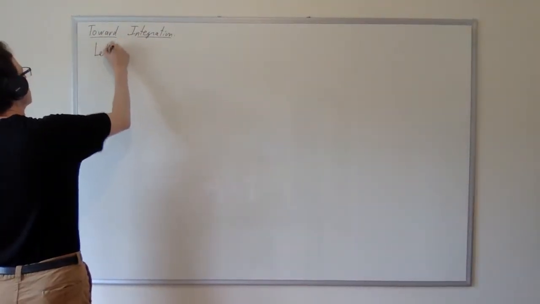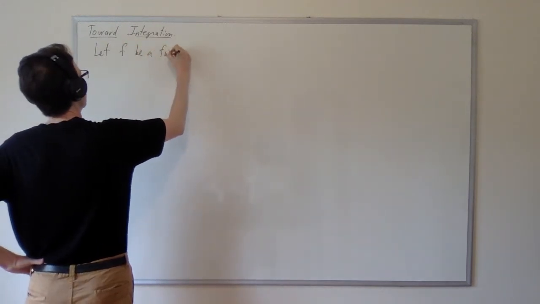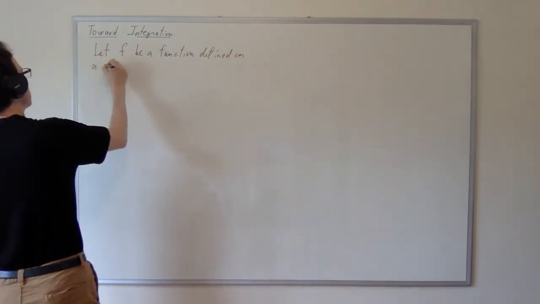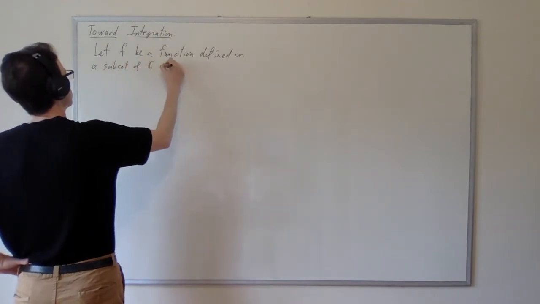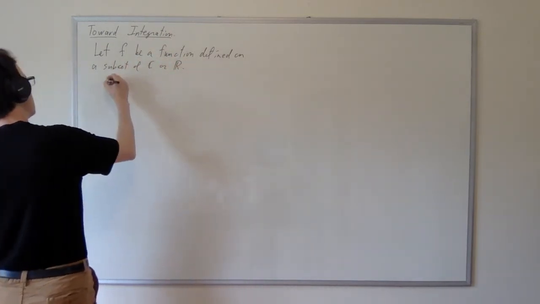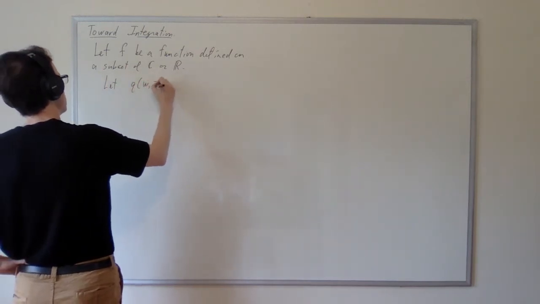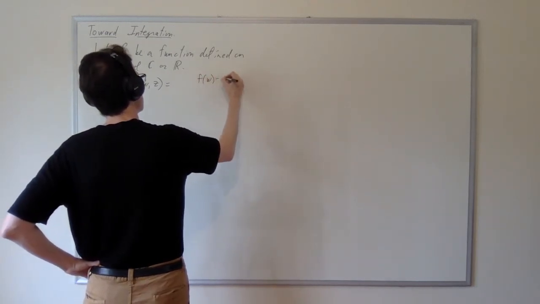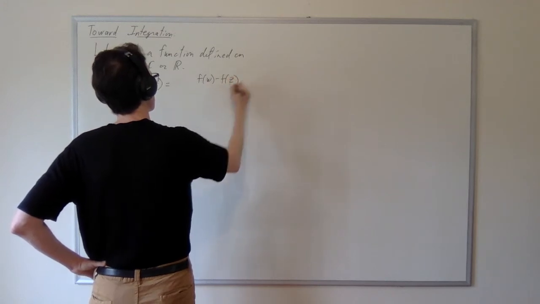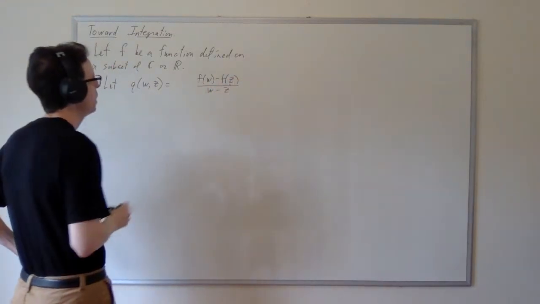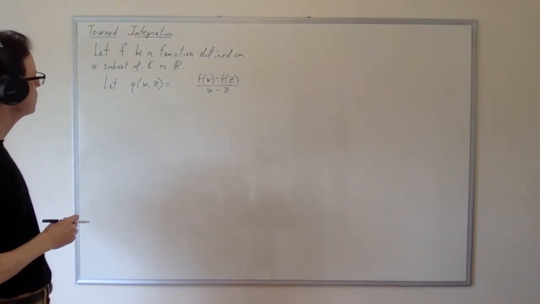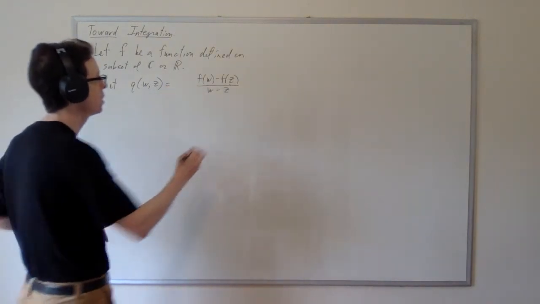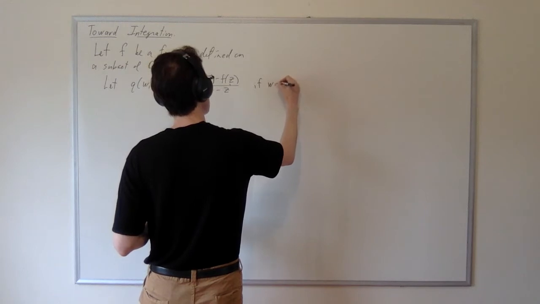So let f be a function defined on a subset of C or R. And let's let Q of W and Z be defined to be (f of W minus f of Z) over (W minus Z). Now, that's not quite complete, because that's not defined if W is equal to Z. And so let's say it's going to be this if W is not equal to Z.